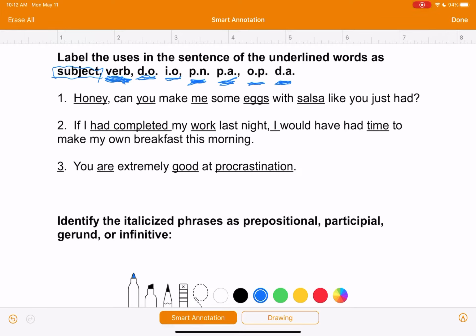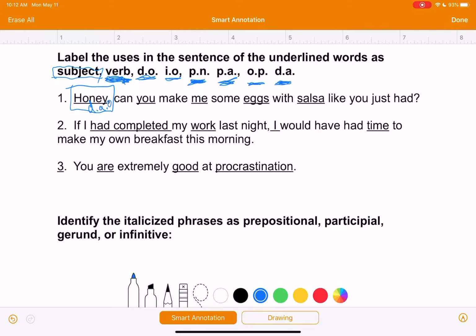Okay, so let's take a look at number 1. Honey, can you make me some eggs with salsa like you just had? All right. Honey is set off with a comma. It's naming a person in the vicinity, calling their attention. This is a noun of direct address. Okay. It doesn't grammatically fit in really with the rest of the sentence. If you were diagramming this, it would be off to the side on its own line or slightly above.